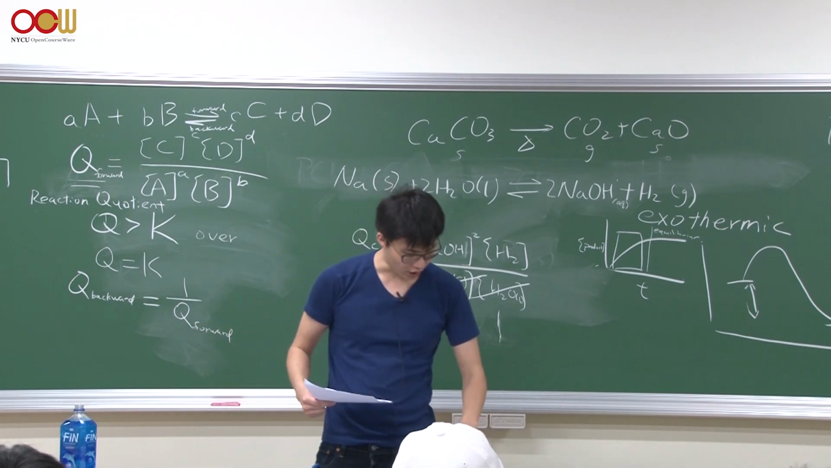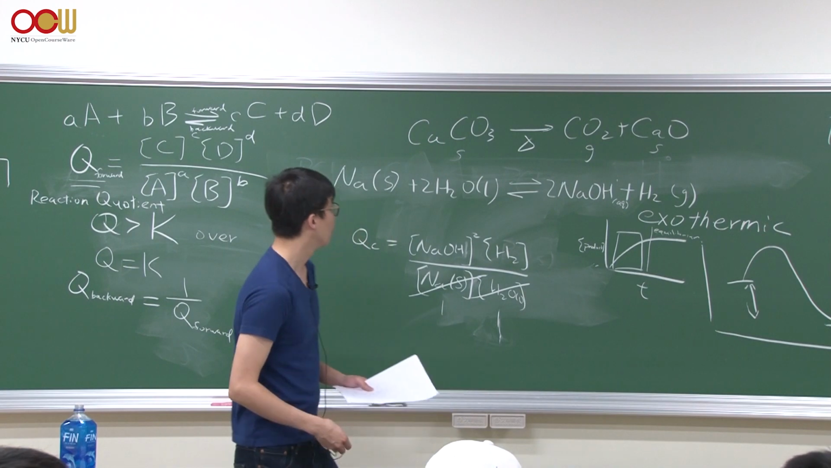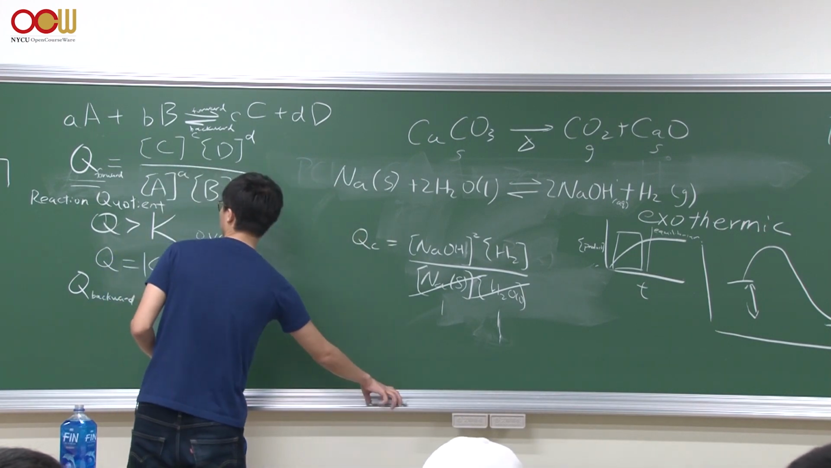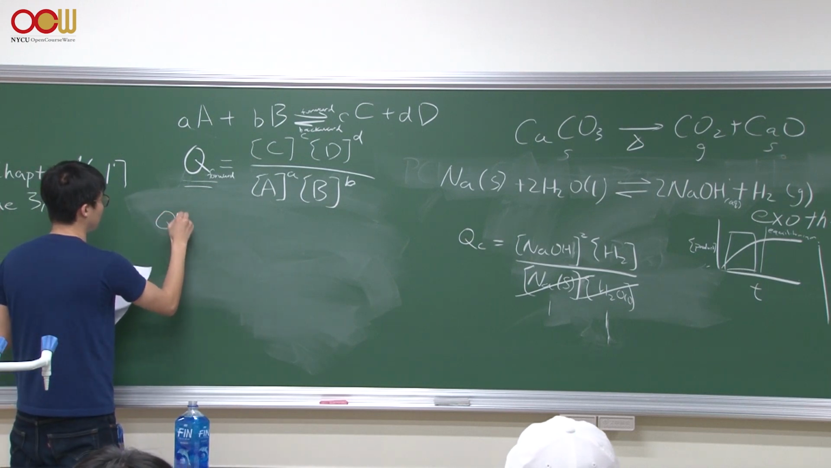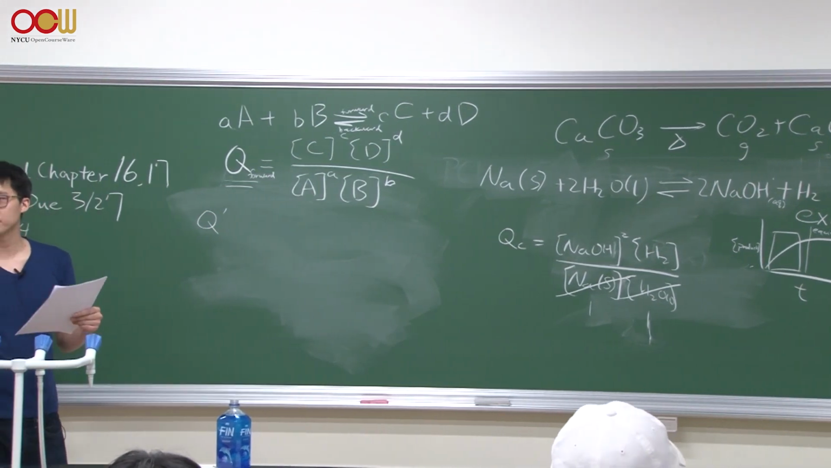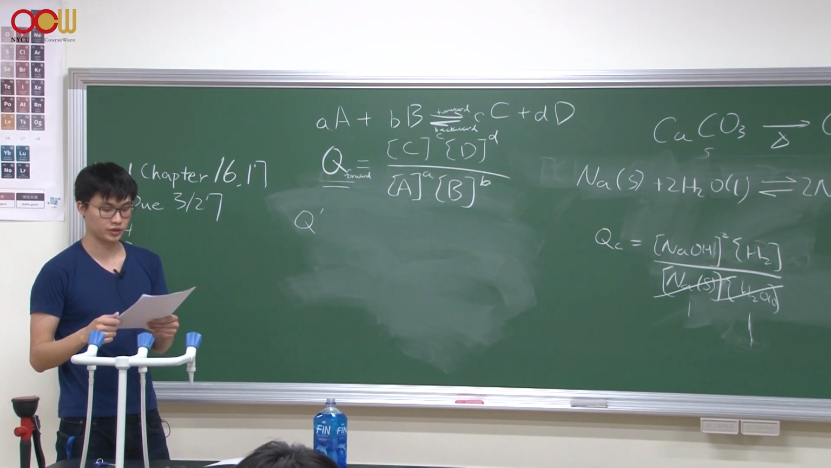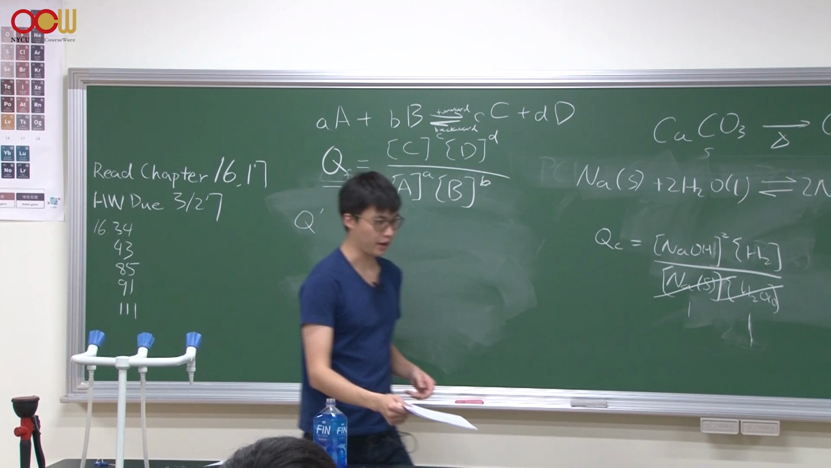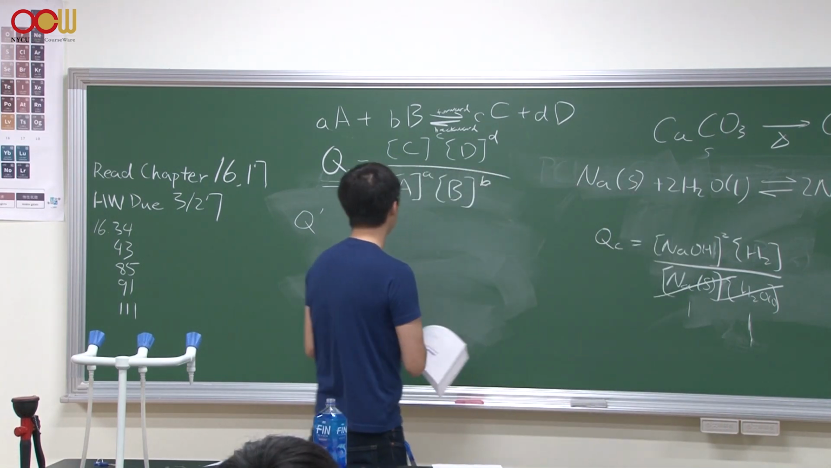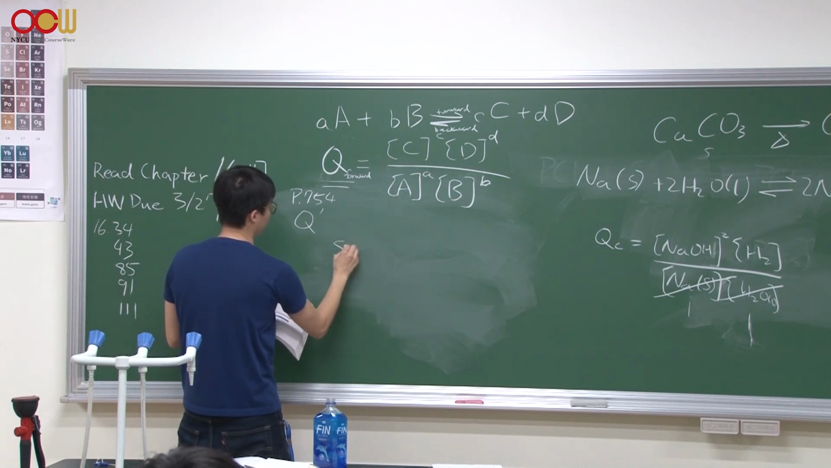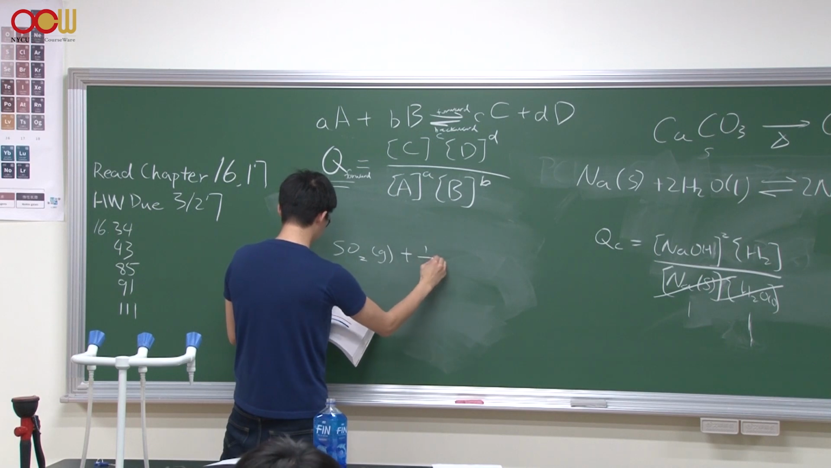And another important concept, you have to recognize that sometimes we will have a different expression, something we call Q prime. This is just to help you keep track of the mathematical manipulation that you did to your system. So an example here is on page 754, in the case that you have an imbalanced reaction system.